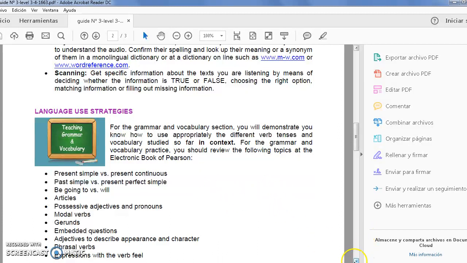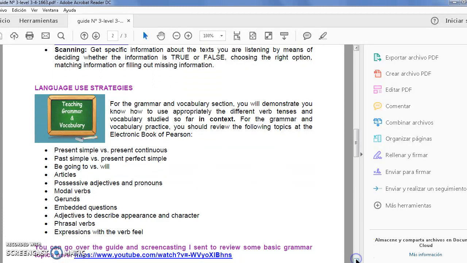The topics that I consider the most relevant, the most important, studied so far in the electronic book of personal modules ABC of level 3 are these. So you should take a look at them, study them, well, maybe go over some of them, especially for verb tenses and vocabulary.